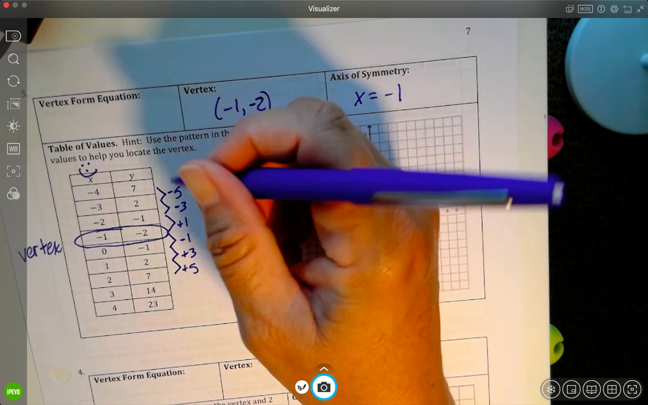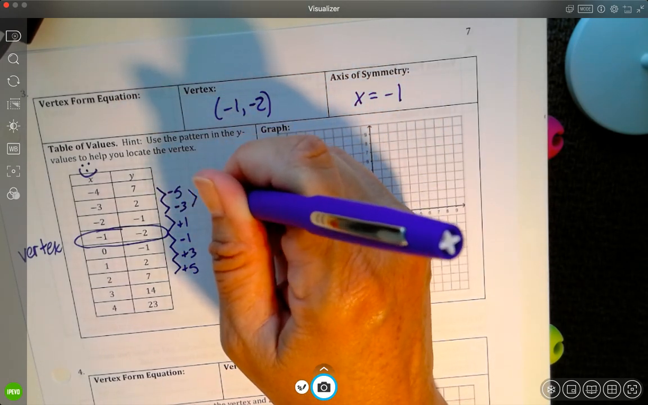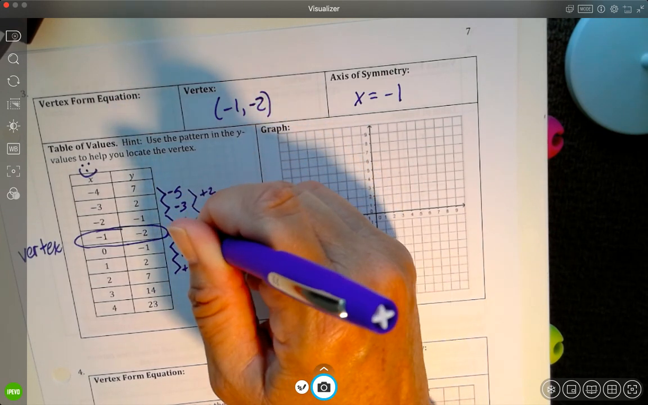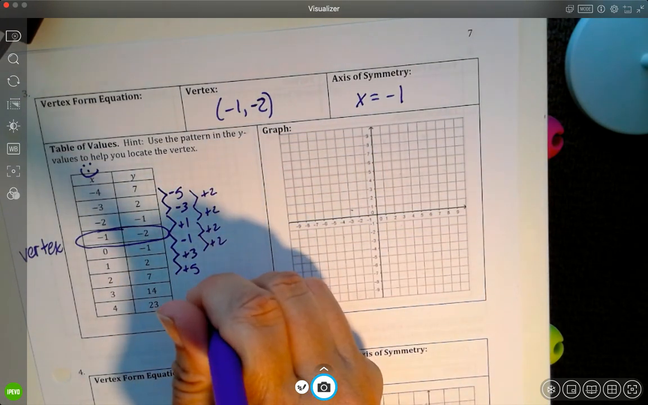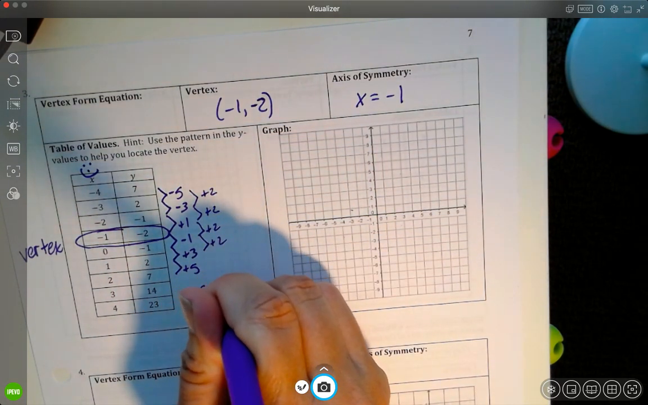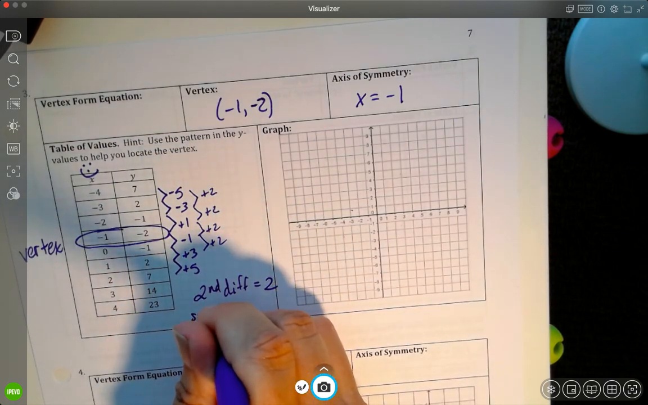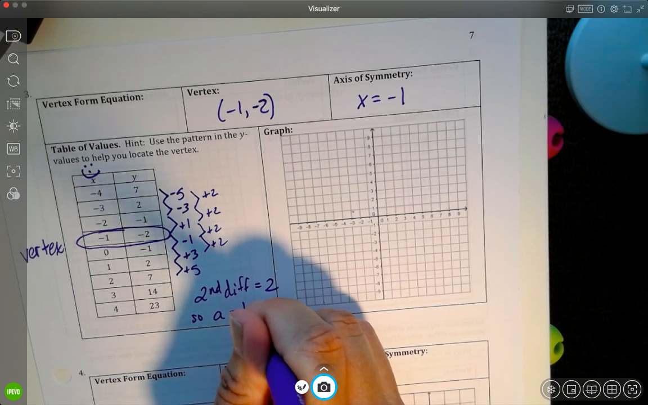But then between here, -5 and -3, that's 2. This is 2. This is 2. This is 2. Okay, so my second difference is 2. So A is half of the second difference. 1/2 of 2. So A is 1.